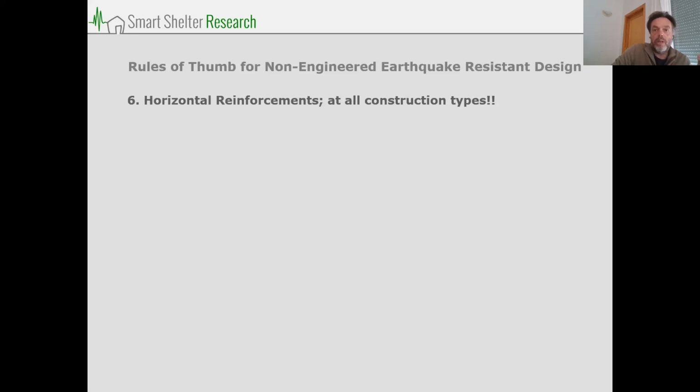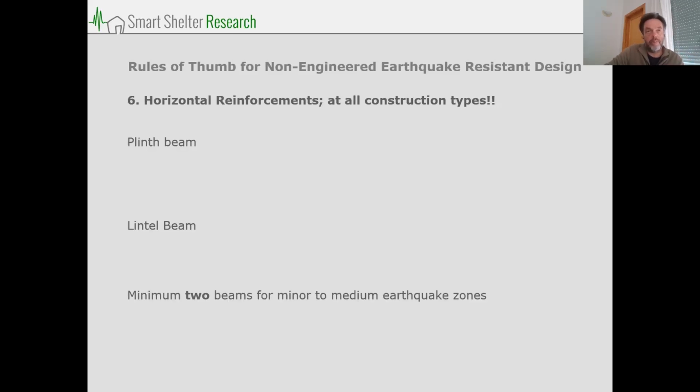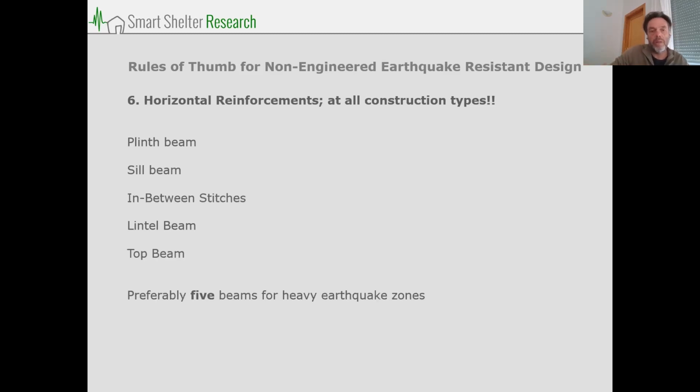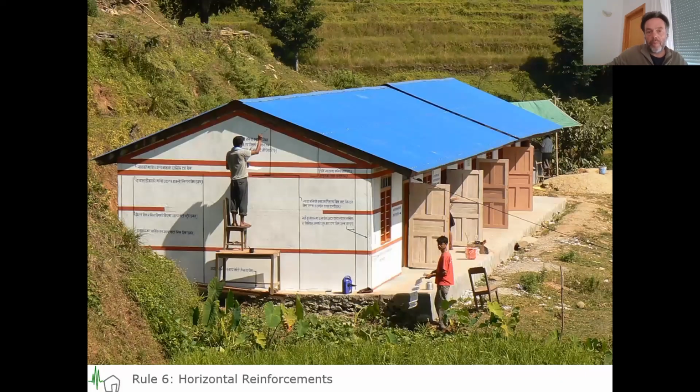We said do it at all types, but in, let's say, low to medium earthquake zones, the consensus is that 2 should be enough, maybe the one on the plinth and the one at lintel height at least. But like I said, we did it at 5 levels. And then we also showed what we do. So we painted this on the outside.